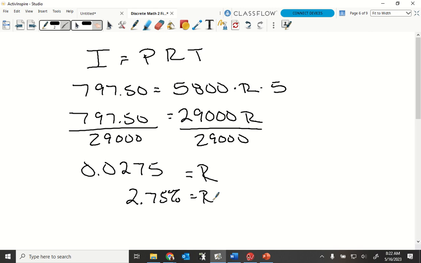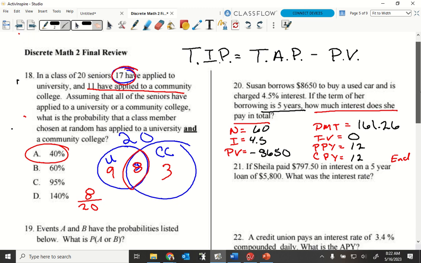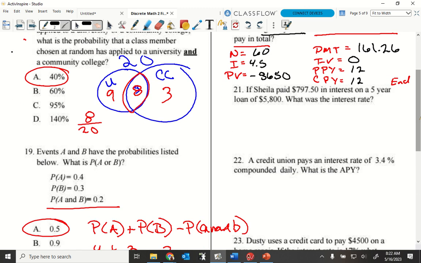I am going to have to go through this kind of quickly because we have to finish this. So this one we get 2.75%.